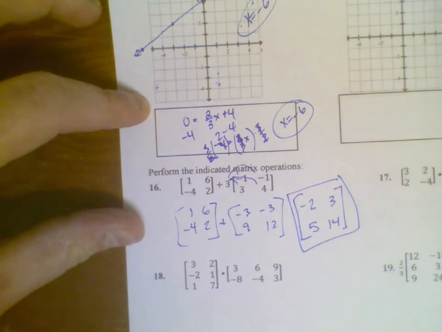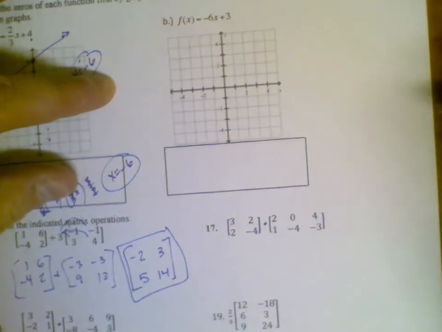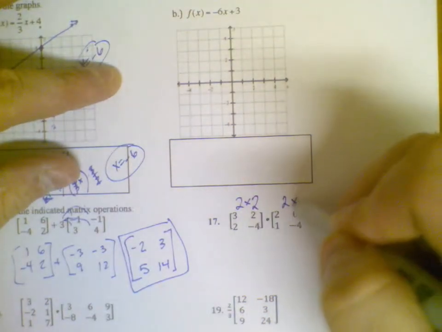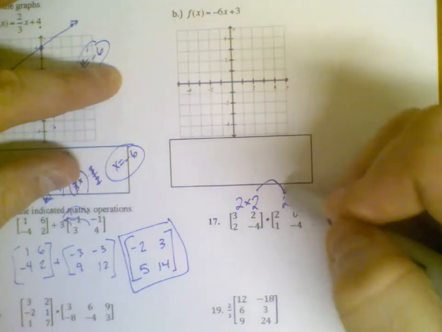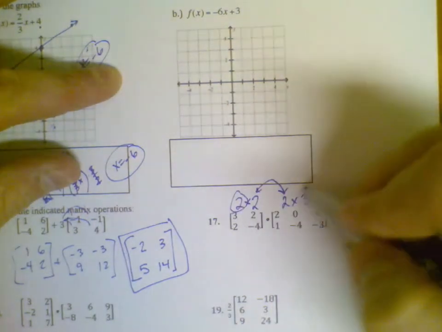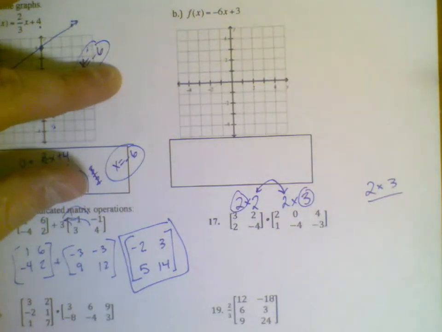Okay, I'm only going to do one of the multiplication problems. Remember, when you're multiplying matrices, you have to check the size, and if the inside numbers line up, then you can actually multiply it. The outside numbers tell you what the size of your new matrix is going to be. So I'm going to have a 2 by 3 when I'm done.